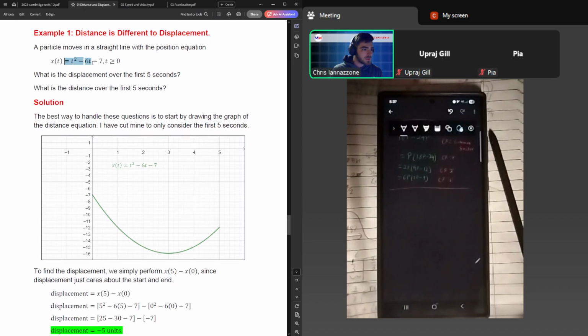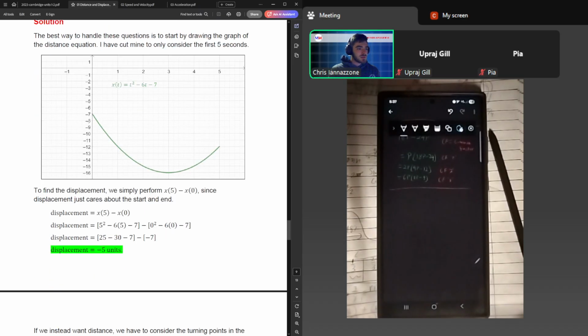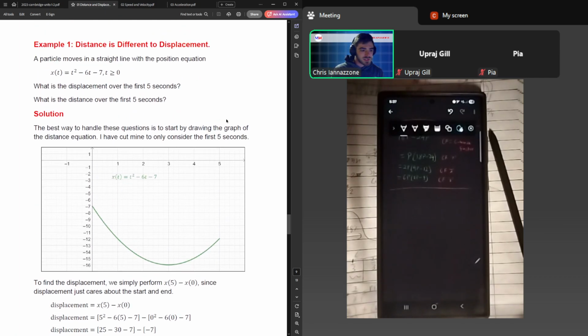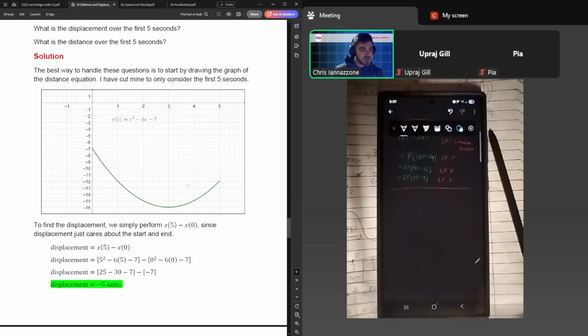So here we go. We've got a full tilt quadratic. What's the distance and displacement over the first 5 seconds? Really good idea to draw a graph. You want to draw a graph to see if there's any turning points along the way. Doesn't have to be super accurate, like you don't actually care about any of the y value stuff. You simply just care about where the turning point is, if any turning point.